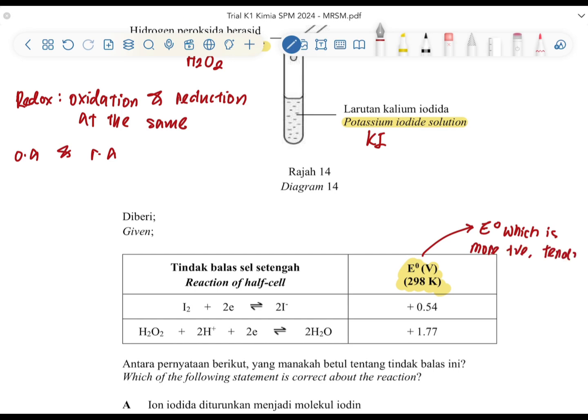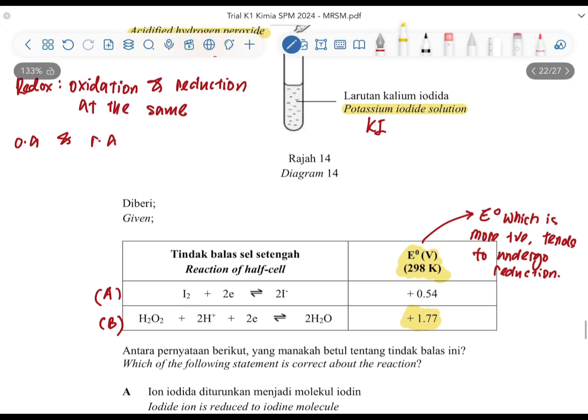It will tend to undergo reduction. Yeah, so okay, for this E0 value we have, let's say, A and B. So which E0 value will have a more positive value? So the answer is positive 1.77, which is the hydrogen peroxide. So it means that this hydrogen peroxide will tend to undergo reduction, isn't it?